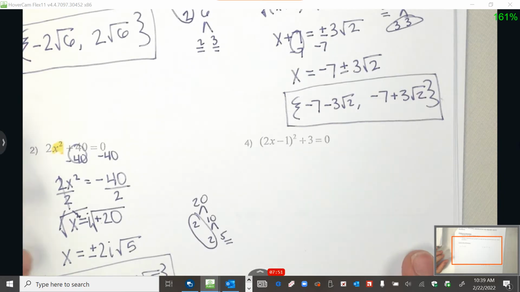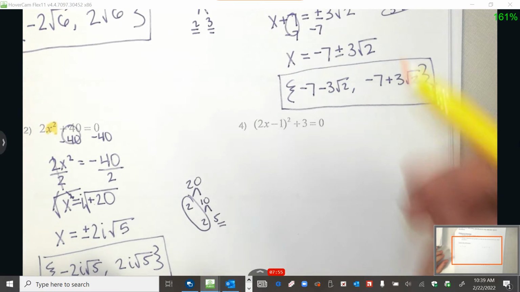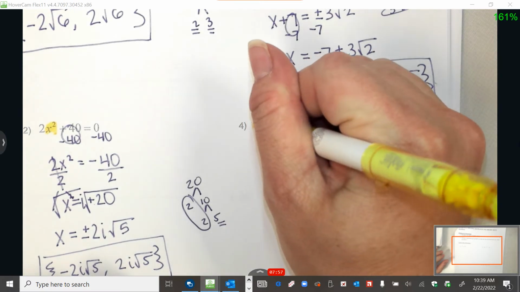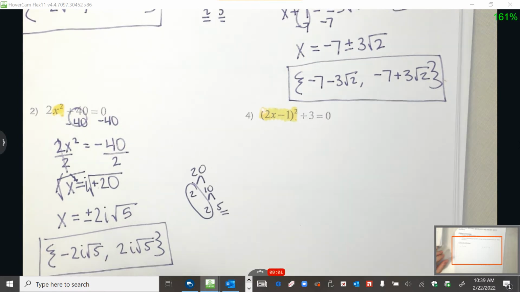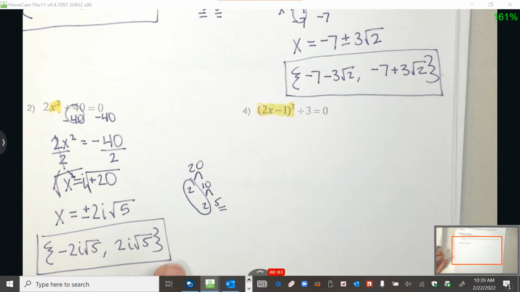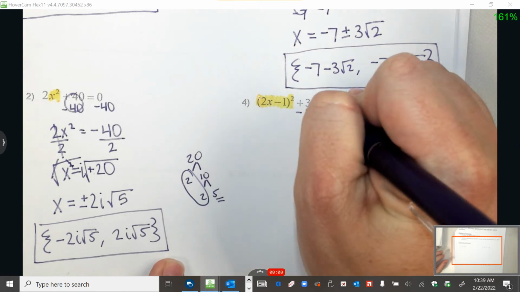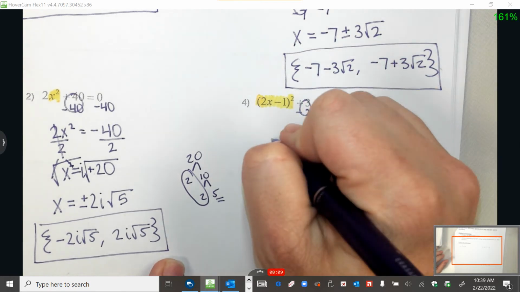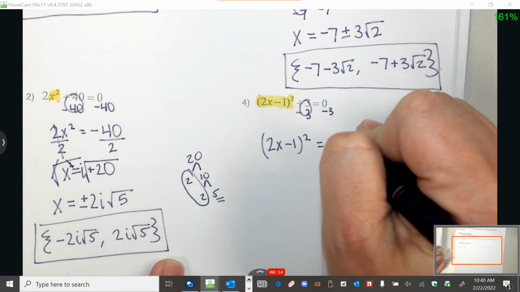Okay, I'm going to do one more on your practice with y'all. Okay, so I want you to realize this whole thing is squared. And what do I need to move? The 3. How do I move a plus 3? So I get 2x minus 1 squared equals negative 3.